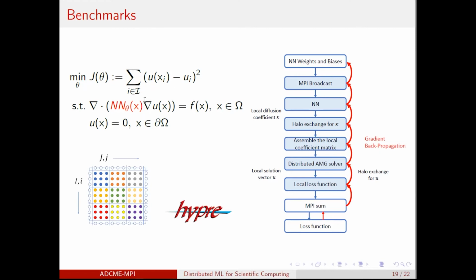If we want to apply our framework, we need to first solve this equation, and we use the algebraic multigrid method provided by Hypre, which is software for distributed algebraic multigrid method solvers. And then after solving this equation, we plug the solution into the loss function, calculate the loss function, and do the gradient backpropagation. And this is actually an illustration of the computational graph for this equation.